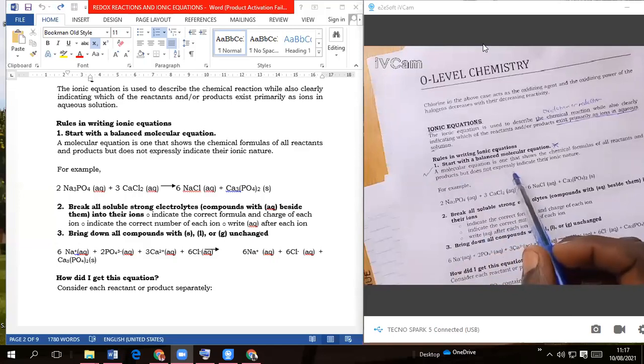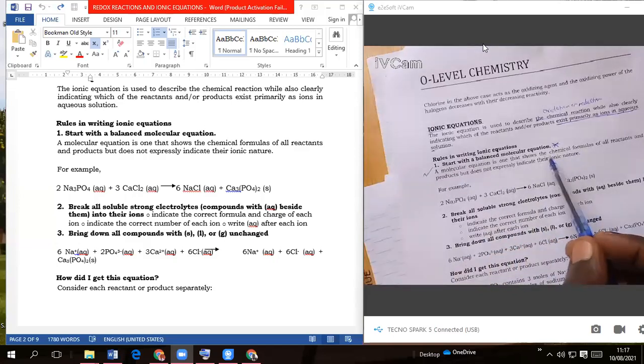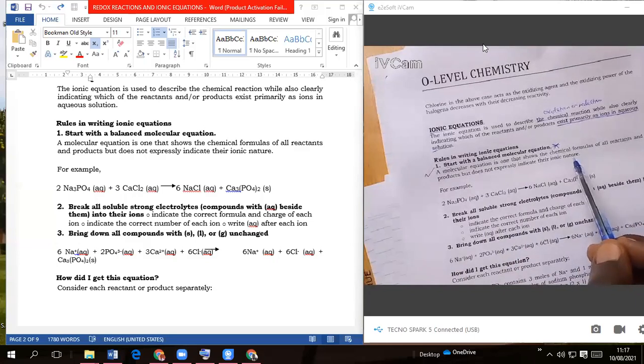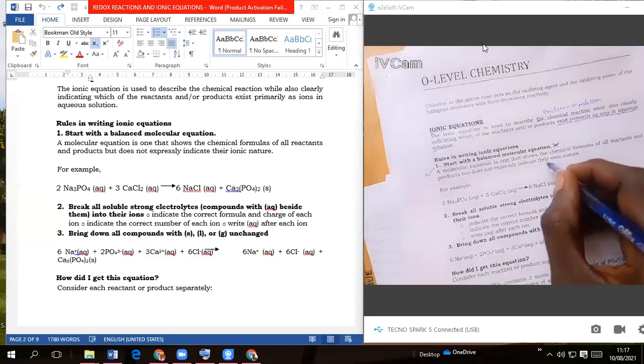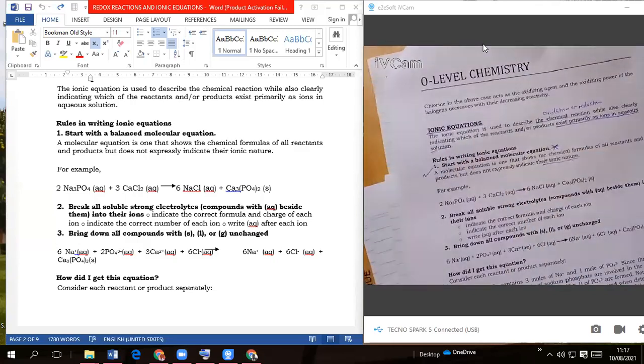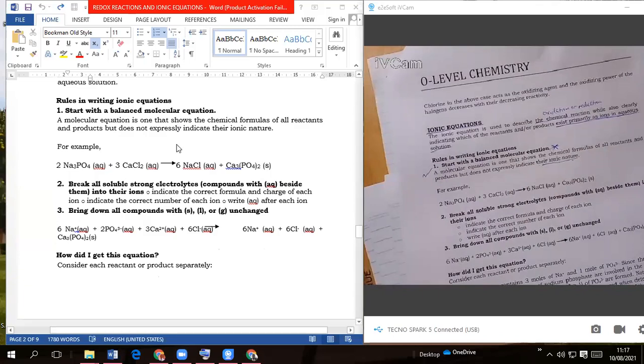So this molecular equation shows the chemical formulas of all reactants and products, but does not expressly indicate the ionic nature. So for us, we are interested in the ionic nature since we are going to form the ionic equation. So make sure you know the ions present in that equation.